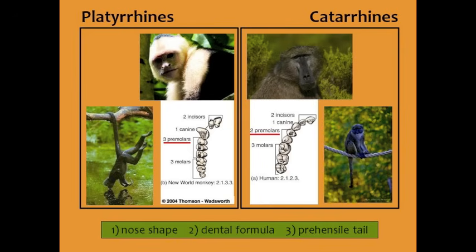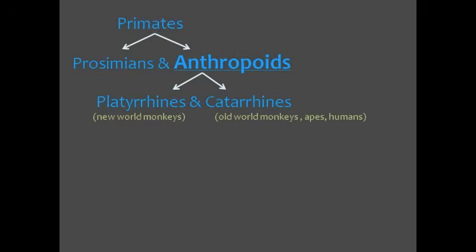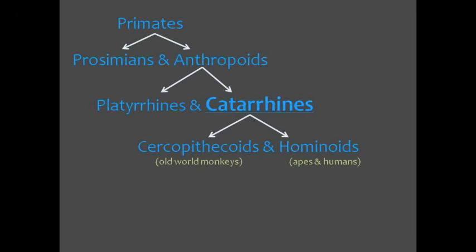The second difference is in the dental formula. Platyrrhines have 3 premolars, but catarrhines only have 2. A third difference is that some platyrrhines have prehensile tails that can grasp things like branches. Catarrhines do not have prehensile tails. So those are some key differences between platyrrhines and catarrhines. Next, we'll look within the category of catarrhines, which can be divided into 2 different groups. On the one hand, we have cercopithecoids, which are the Old World monkeys, and on the other, we have hominoids, which are the apes and people.